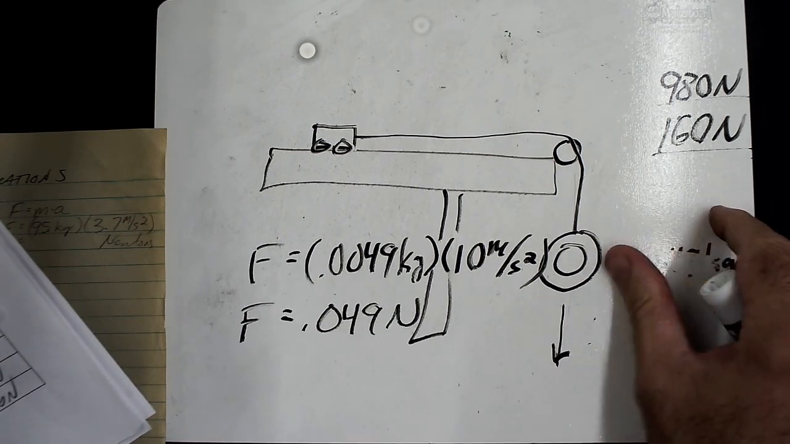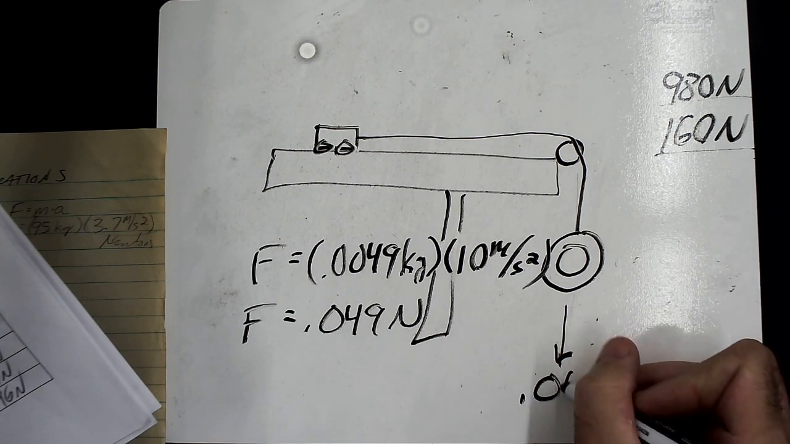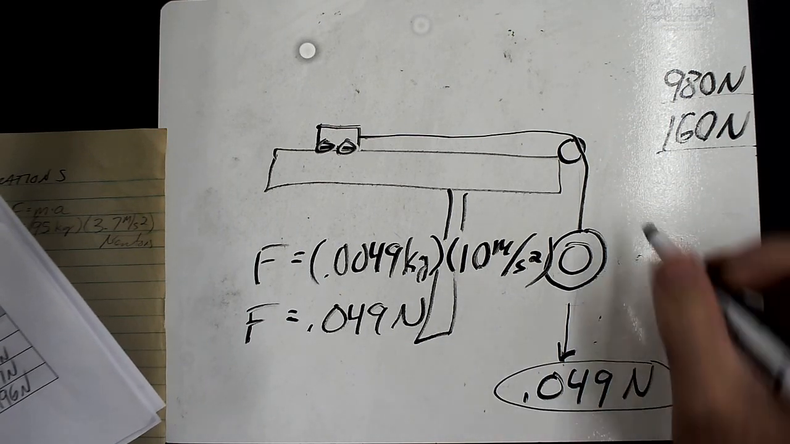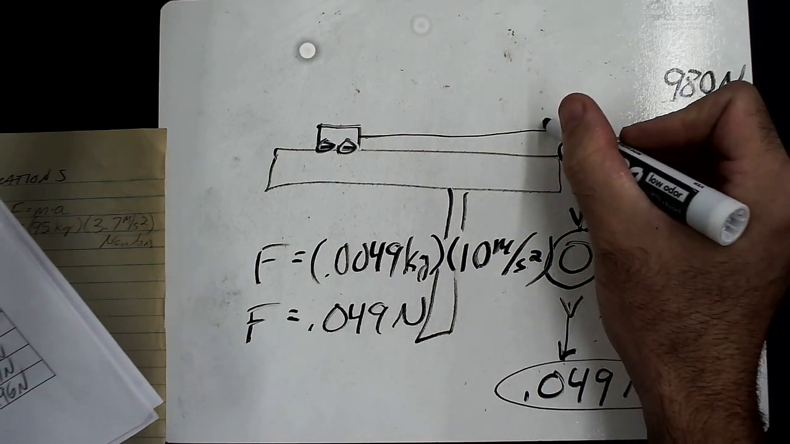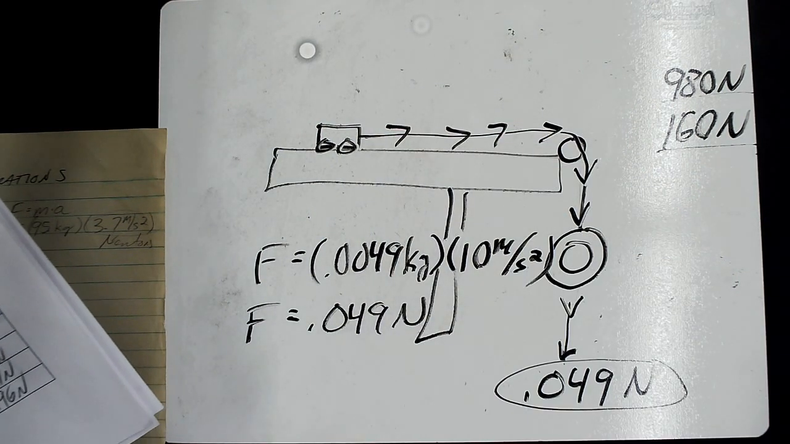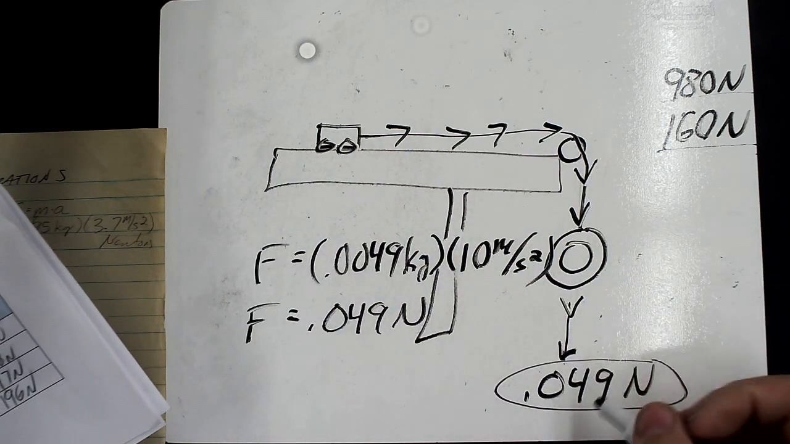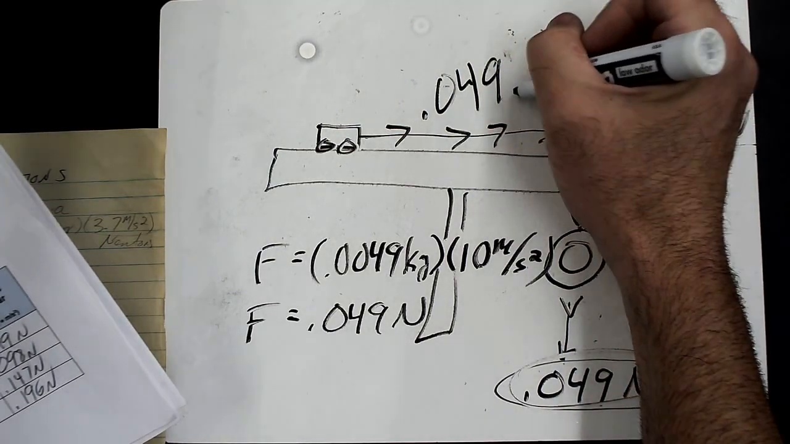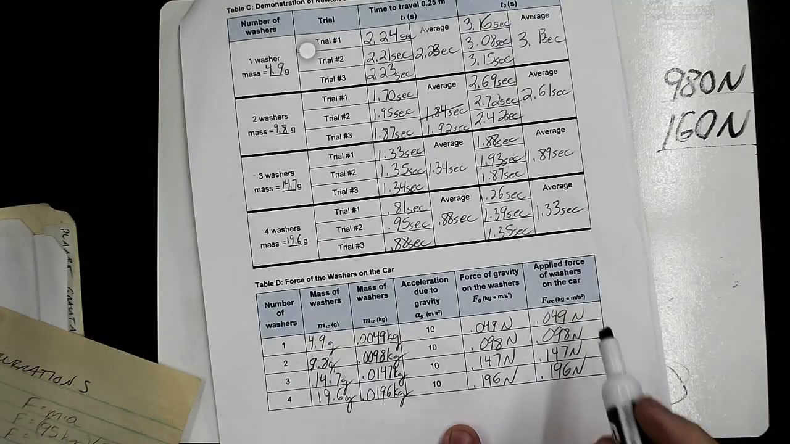So I've got a force pulling down of 0.049 newtons. That force is pulling here, here, here, and here. So what is the force that the washer is exerting on the car? Well, it's this one. It's 0.049 newtons, which is why this number and this number are the same.